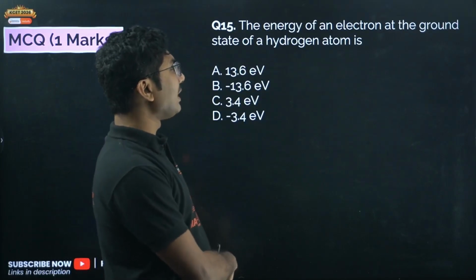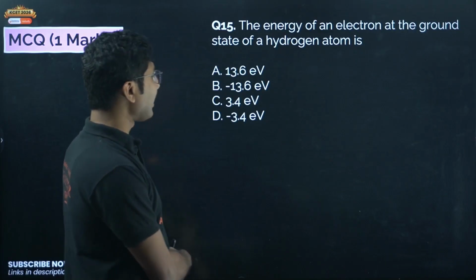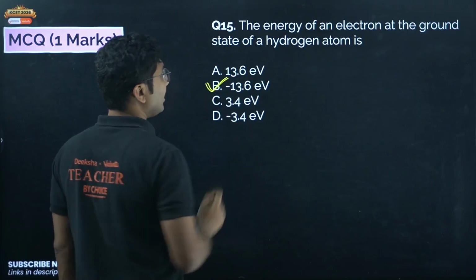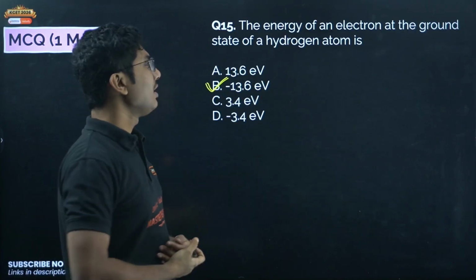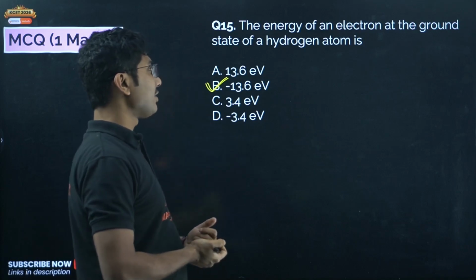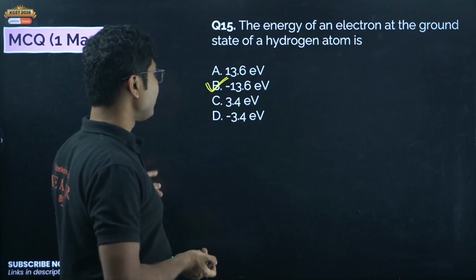The energy of an electron at the ground state of hydrogen atom is minus 13.6 eV. Okay, the energy means total energy. Total energy of electron at the ground state of the hydrogen atom is minus 13.6 eV.